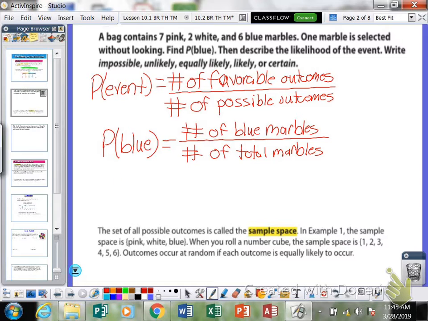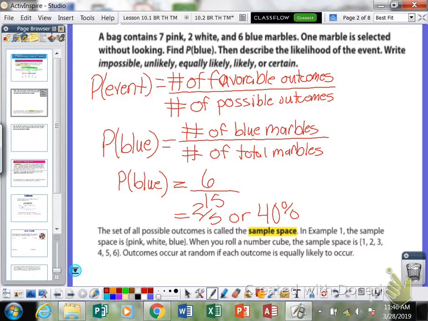The probability of picking a blue marble: the number of blue marbles in the bag is 6. The total number of marbles in the bag is 15. So the probability of choosing a blue marble is 6/15, or we can reduce that to 2/5, or 40%.